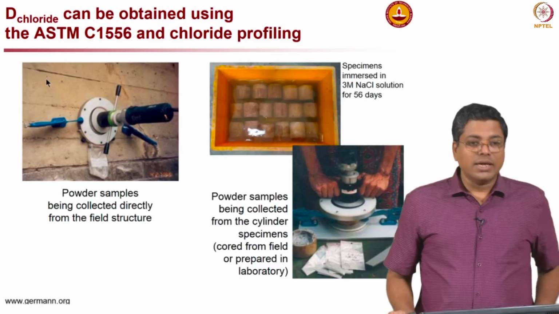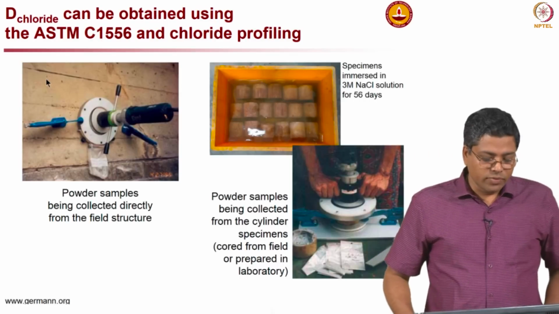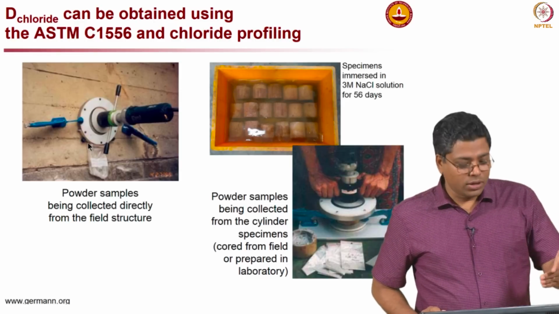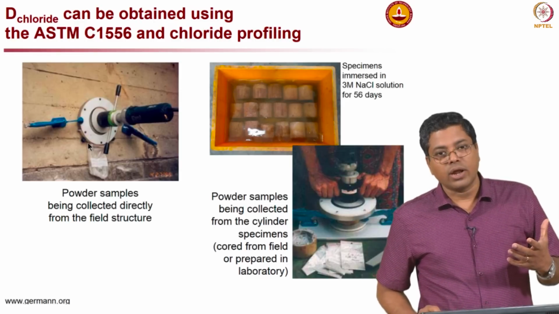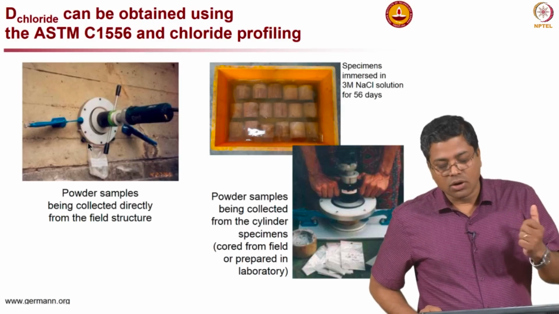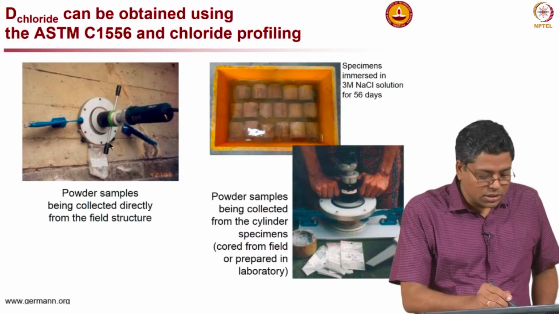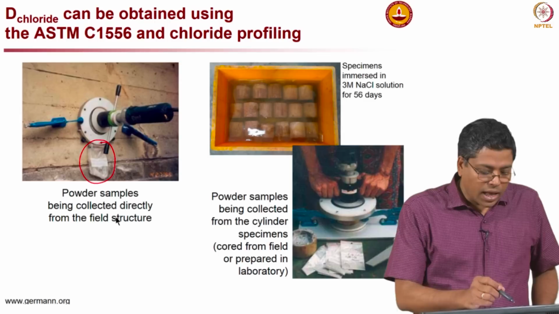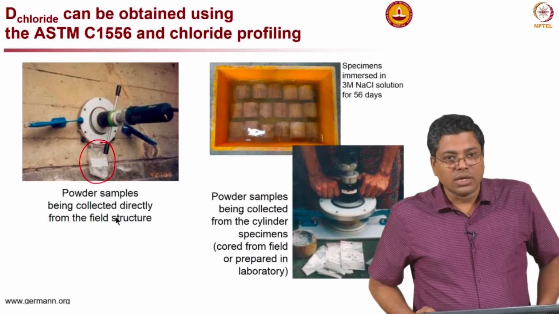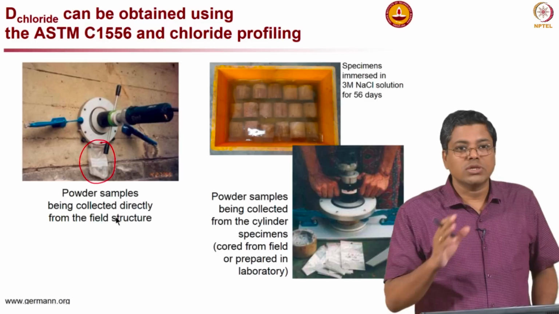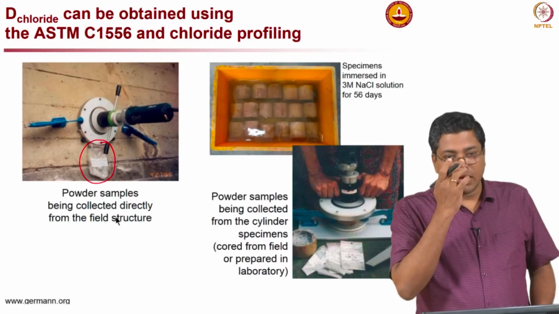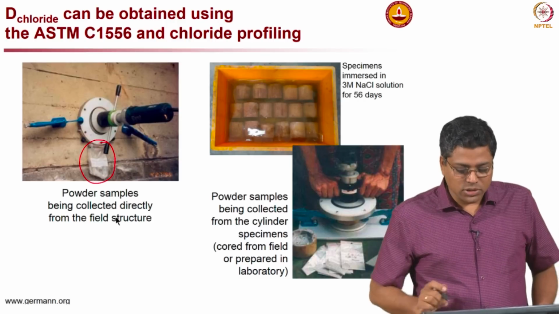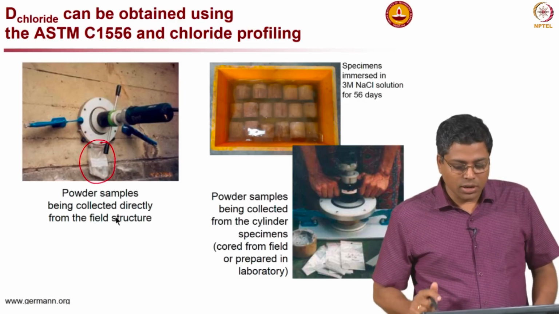So, how can we determine this chloride diffusion coefficient? The first picture shows that you can take concrete powder from the concrete structure. You can see there is a plastic bag here in which the powder is being ground and collected. Then you can do some chemical tests on that powder and determine how much chloride is available at various depths within the concrete, which will then be used to determine the diffusion coefficient. I will show how to do that in coming slides.